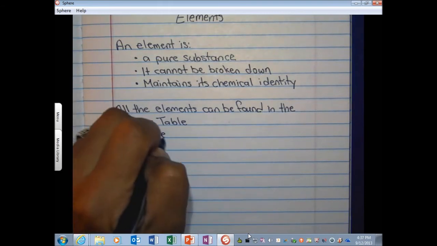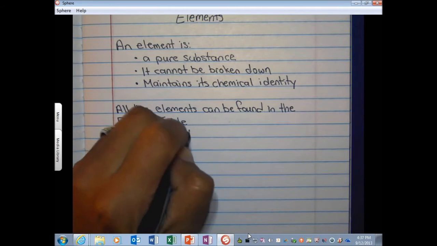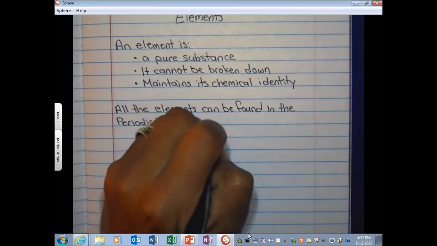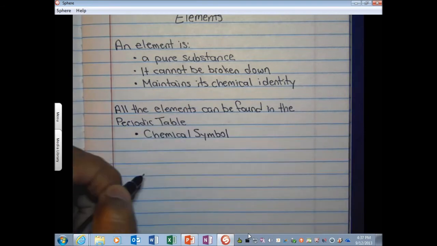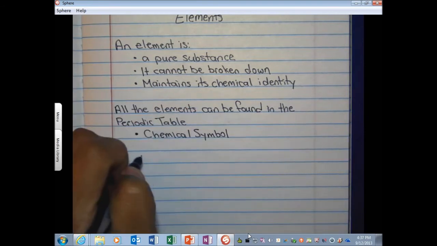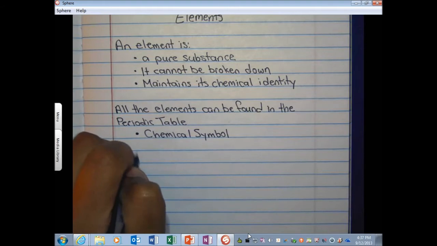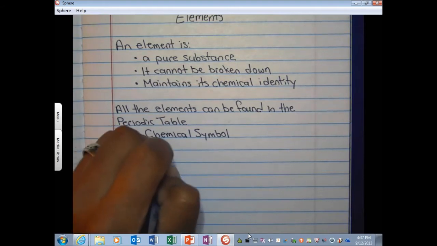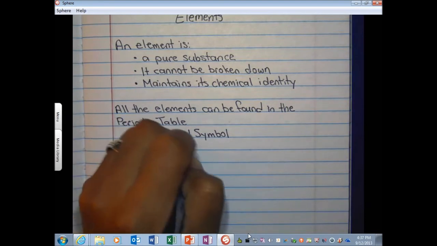The first one, and probably one of the most important, is that each element has a chemical symbol. And the chemical symbols have rules. Basically, they are single or have two letters, sometimes even three. And we'll get more into the rules.